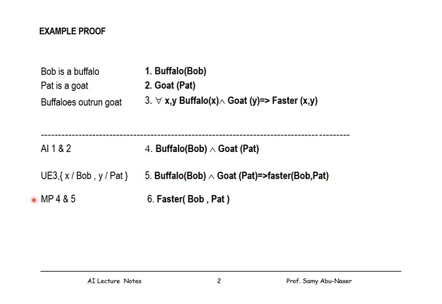Now we can use modus ponens between sentences 4 and 5. Modus ponens says if Bob is a buffalo and Bet is a goat, then Bob is faster than Bet. And we know Bob is a buffalo and Bet is a goat. This is the condition. Then we conclude Faster(Bob, Bet), Bob is faster than Bet.